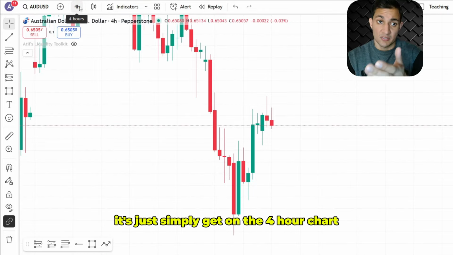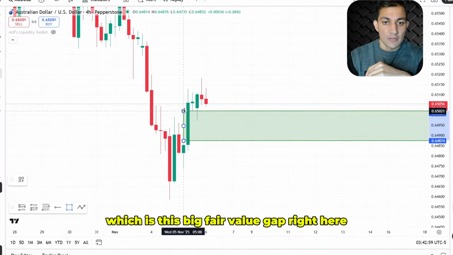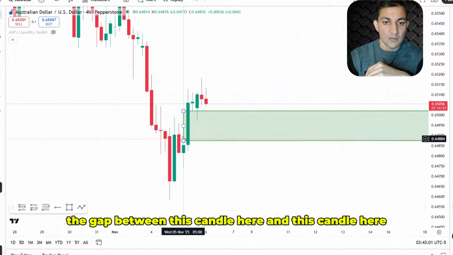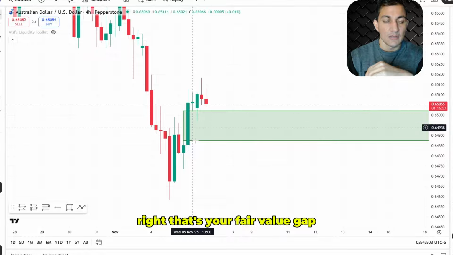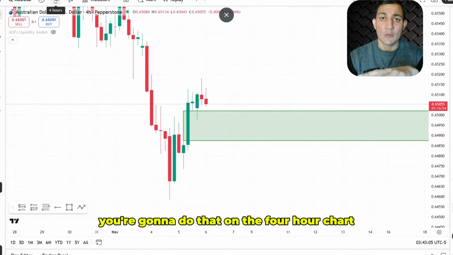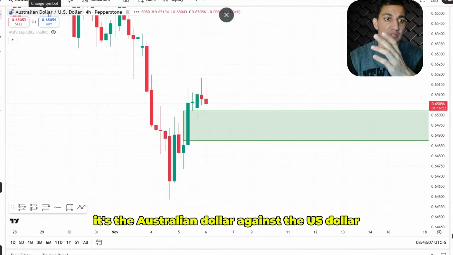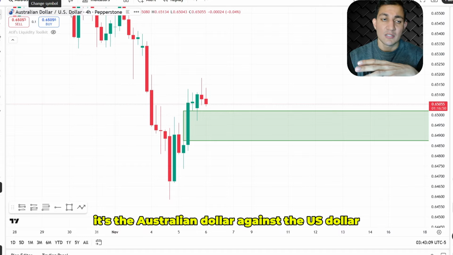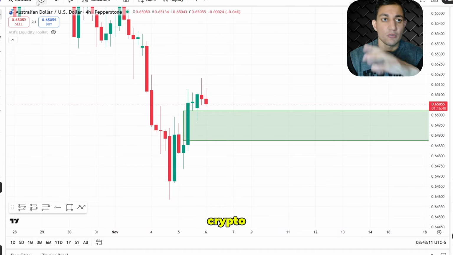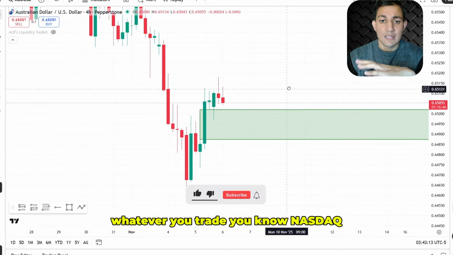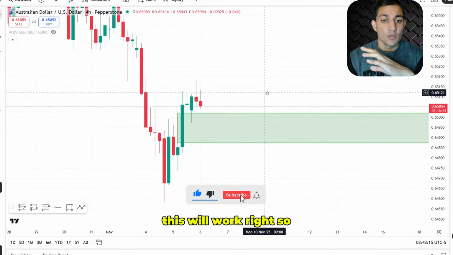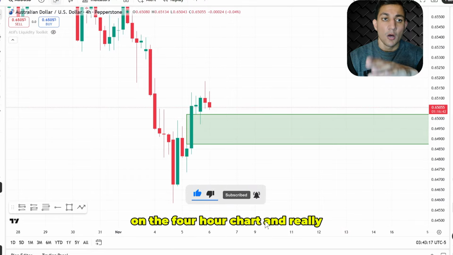It's just simply get on the 4-hour chart and mark out the most recent fair value gap in price action, which is this big fair value gap right here, the gap between this candle here and this candle here, right? That's your fair value gap. You're going to do that on the 4-hour chart for whatever market you trade. In this example, it's the Australian dollar against the US dollar. If you trade gold, S&P, crypto, whatever you trade, NASDAQ, this will work, right? So you mark out the most recent fair value gap on the 4-hour chart.